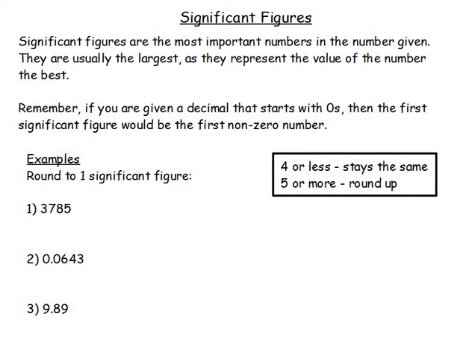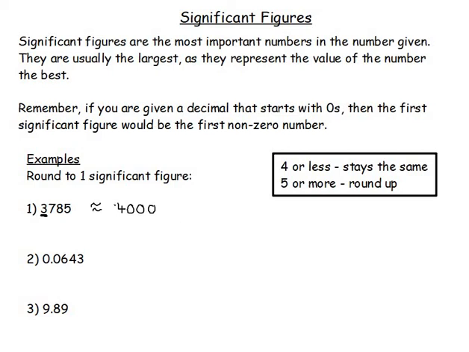So number 1, we have 3,785. So we're looking for one significant figure. So our significant figure, like we said, is the largest. It's the one that represents the number the best. So our significant figure is our 3,000. Just like rounding, we need to look at the place value after it. So we need to look into that hundreds column and we have a 7. Well, 7 is 5 or more, so we want to round up. So this 3,000 will round up to 4,000. So rounded to one significant figure using our approximately equal to sign, it will round to 4,000.